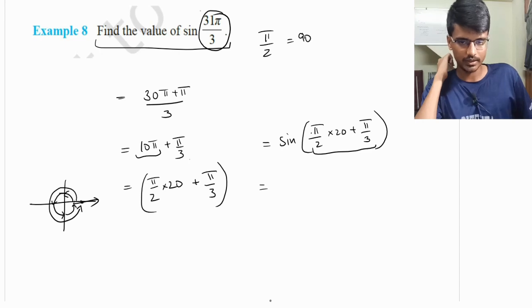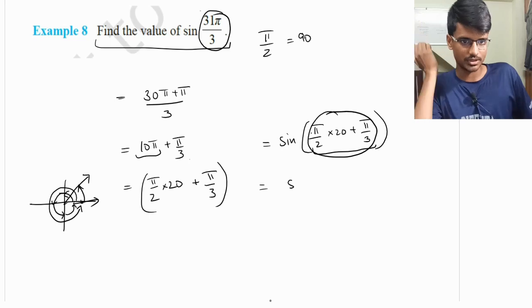I'll come back here and pi by 3. So it is first quadrant, right? This angle is nothing but first quadrant. In first quadrant, sine is positive, so no issues. Sine is positive, so the sign is decided positive. And since this n is even, my trigonometric ratio will remain same, sine of pi by 3.